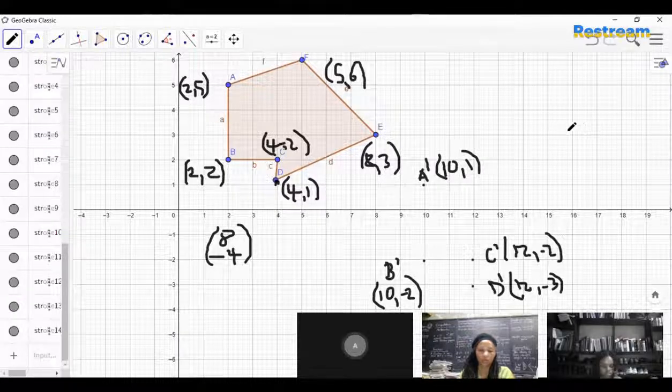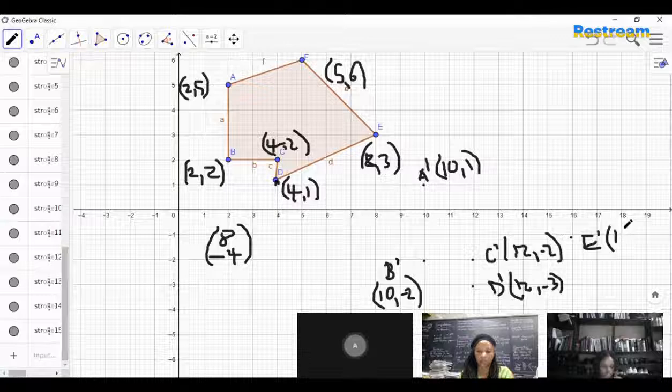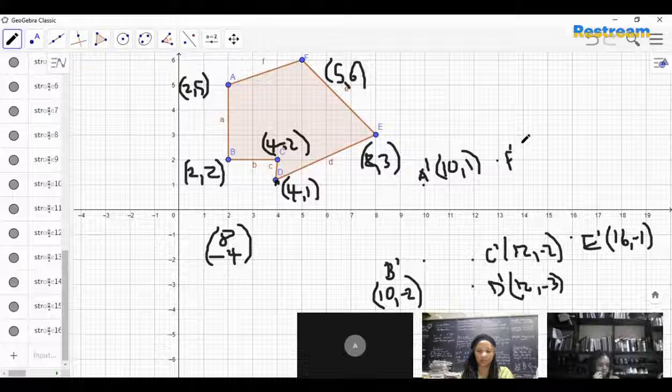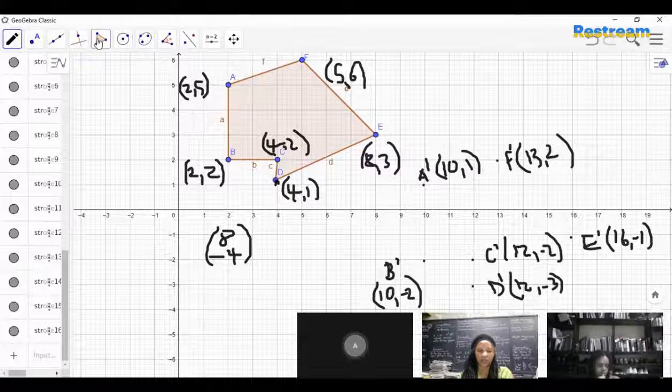So E prime will be 16, negative 1, and F prime would be 13, 2. So that's F prime, 13, 2. And then, right, let's connect the dots. Connect them.